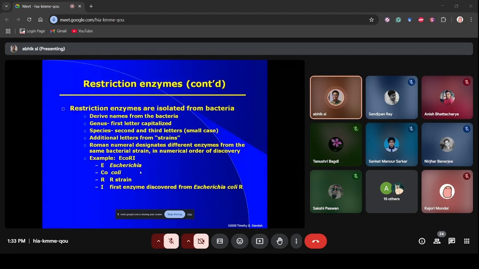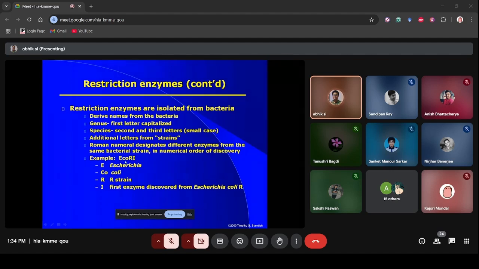Now the names of the restriction endonucleases, that is the nomenclature, like EcoRI, HindIII, how are these types of names given? The convention is based on the bacteria which produced that enzyme. The first letter is the first letter of the genus name. So if it is EcoRI, this E is from the first letter of the genus, which is Escherichia, and it is capital.